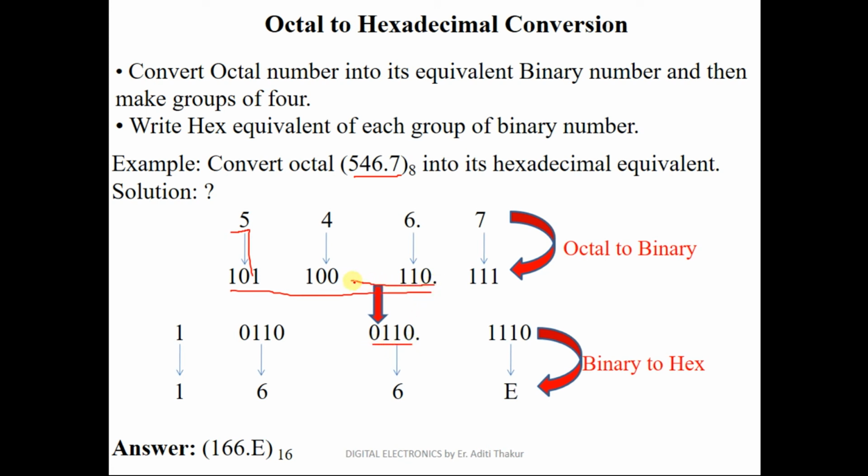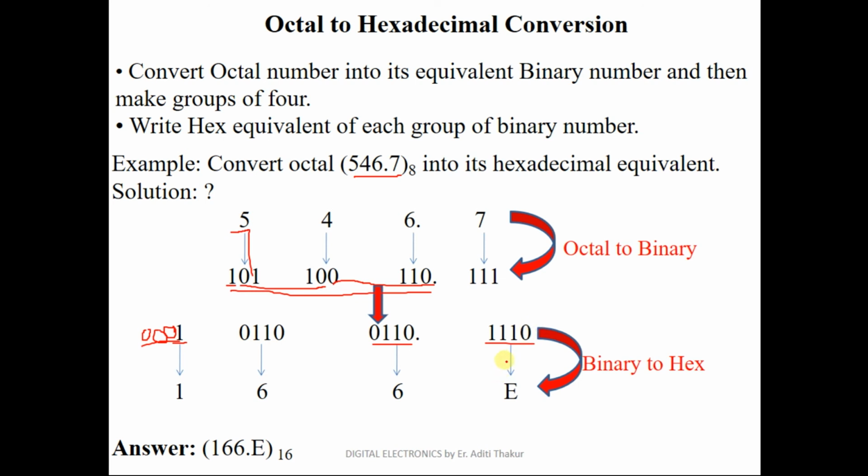So the first group will be 0110, the second group will be 0110, and third we are left with only a single 1. So what I have told you is that no bit will remain separate. You have to add 3 zeros in front of this 1 to make it a group of 4. Likewise, after the decimal point we are left with only three 1s, so we will add a 0.